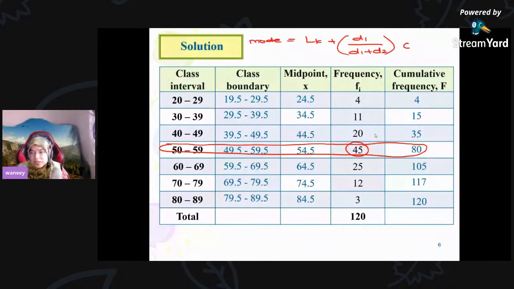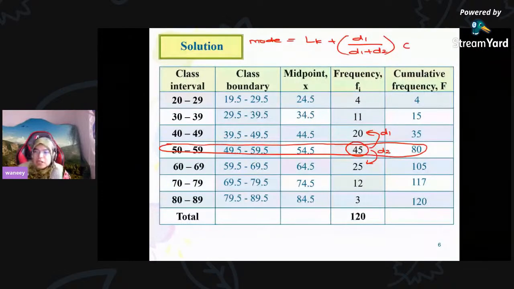Okay, so this is your frequency, the one before you. This is D1, your frequency, and the one after you, this is D2. And then of course you need to take the class size. The class size will be 59.5 minus 49.5, so the class size is actually equal to 10. So D1, don't forget you have to minus them. The lower boundary for this class is 49.5.